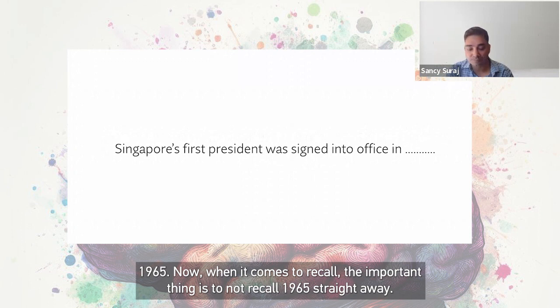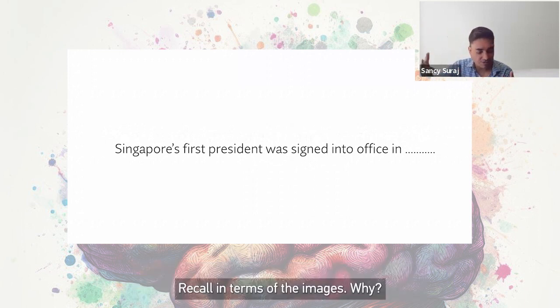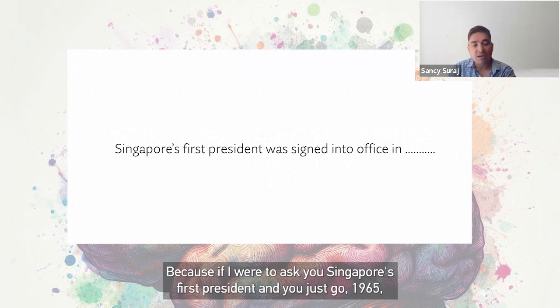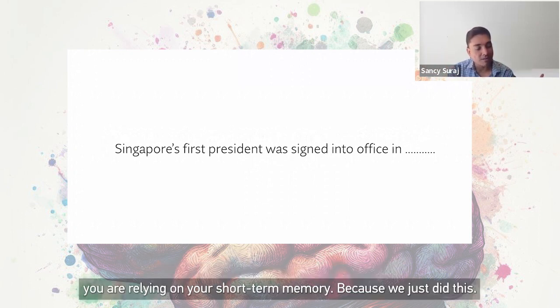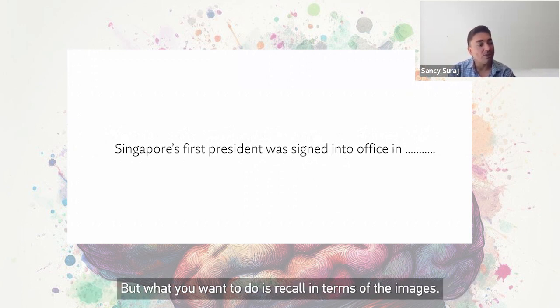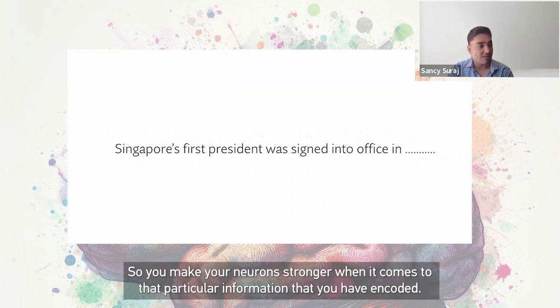1965. Now, when it comes to recall, the important thing is to not recall 1965 straight away. Recall in terms of the images. Why? Because if I were to ask you Singapore's first president and you just go like 1965, you are relying on your short-term memory because we just did this. But what you want to do is recall in terms of the images. So you make your neurons stronger when it comes to that particular information that you have encoded.